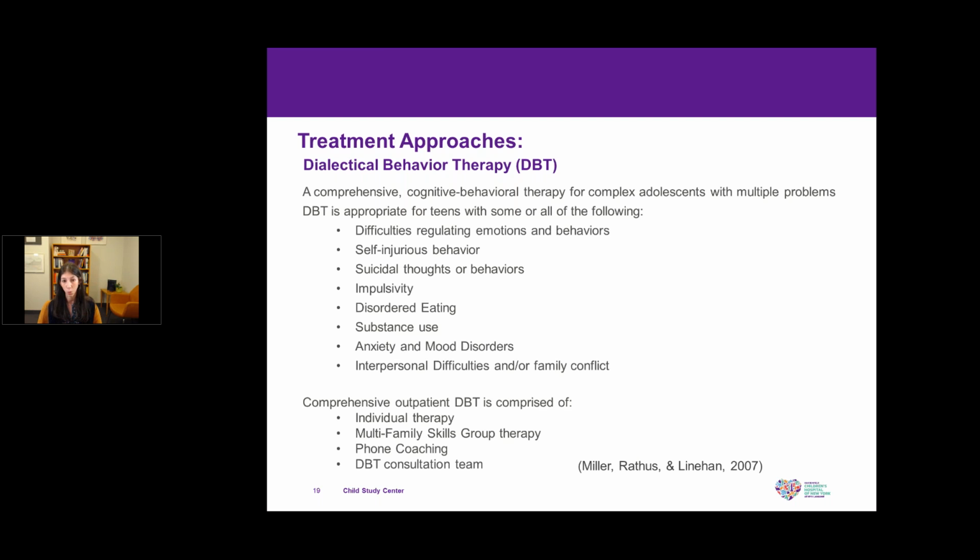DBT is often appropriate for teens with some or all of the following behaviors: pretty significant difficulty regulating their emotions, self-injurious behavior, a history of suicidal thoughts or behaviors, impulsivity, so believing that your teen is acting without thinking a lot, disordered eating, substance use, anxiety and mood disorders, as well as interpersonal difficulties and/or family conflict. So, thinking about a teen who has a lot of difficulty regulating emotions and maybe engaging in impulsive behaviors, you could see how that could lead to some interpersonal difficulties and conflict within the family.